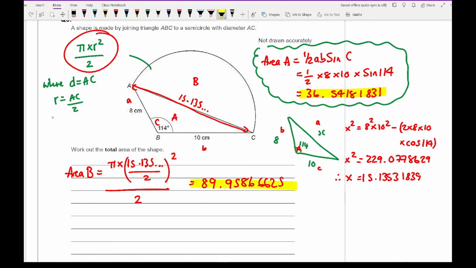So then to work out the total area, it's going to be 36.5418. You don't need to use all the decimal points, just a few after the decimal point, plus 89.9586, and I should come up with an answer of 126.521.